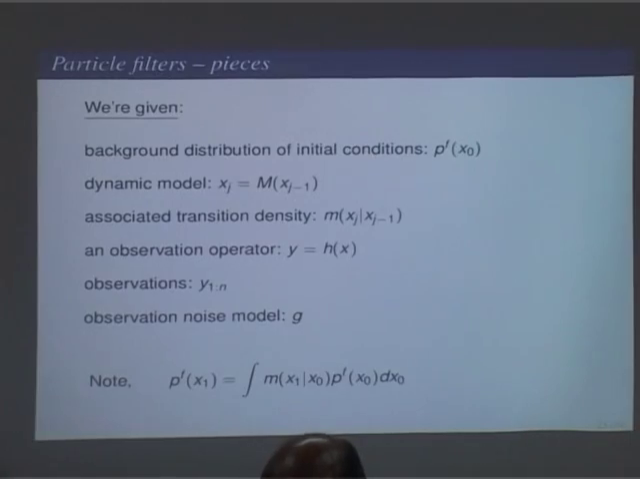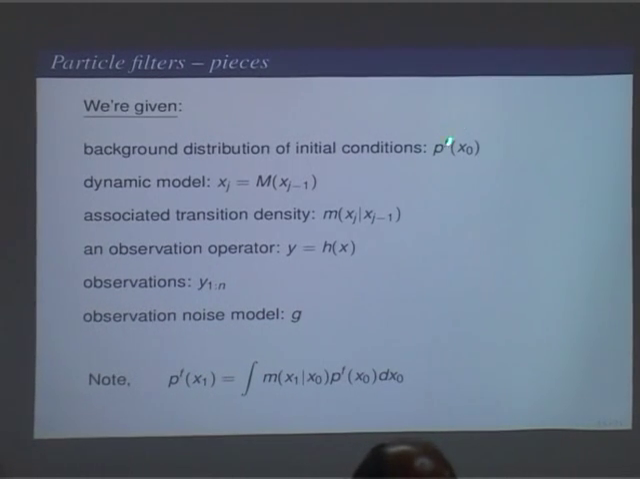I have some background distribution. I'm putting on F's for forecast, for prior, and A's for analysis, for posterior, just to reemphasize that it's the same thing. Data assimilation and particle filter are really one and the same. I have my model that moves me forward. Associated with my model is some transition density. We have some observation operators given to us, observations, and some distribution describing the model noise.